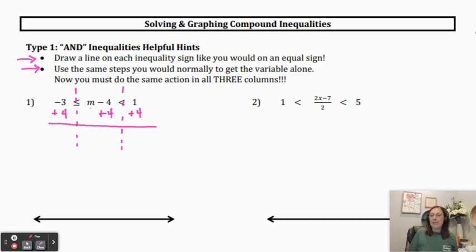Let's take a look at what happens. Negative 3 plus 4 gives me positive 1. Don't forget my inequality, less than or equal to. In the middle, I see the minus 4 plus 4. Those cancel out, but don't forget the m that's still there. Then I have a less than, and then 1 plus 4 gives me 5.